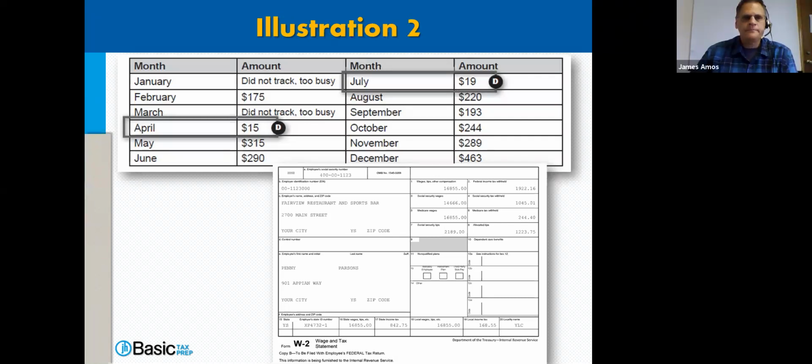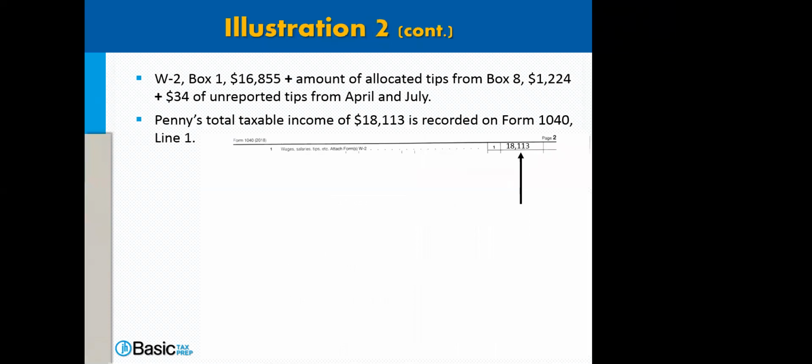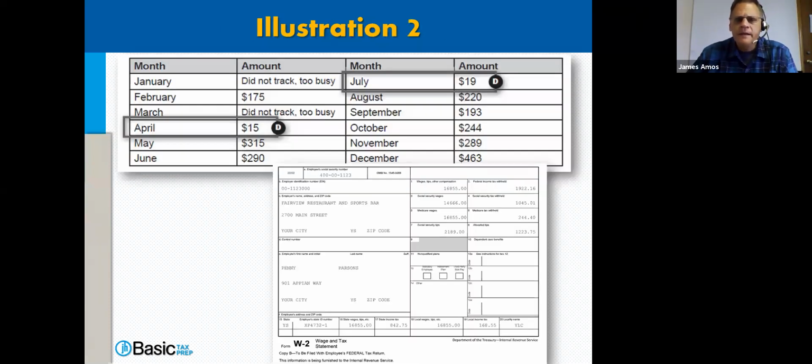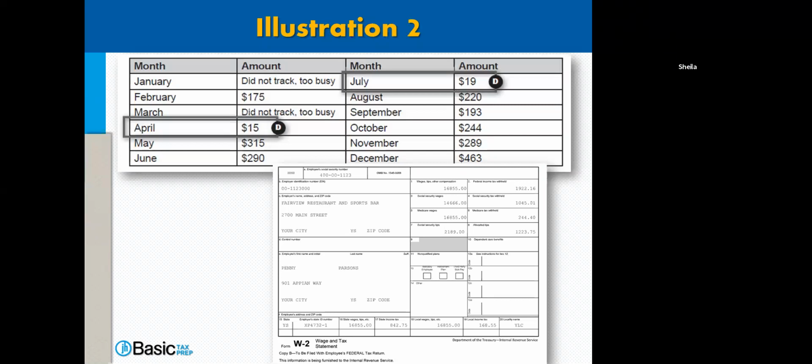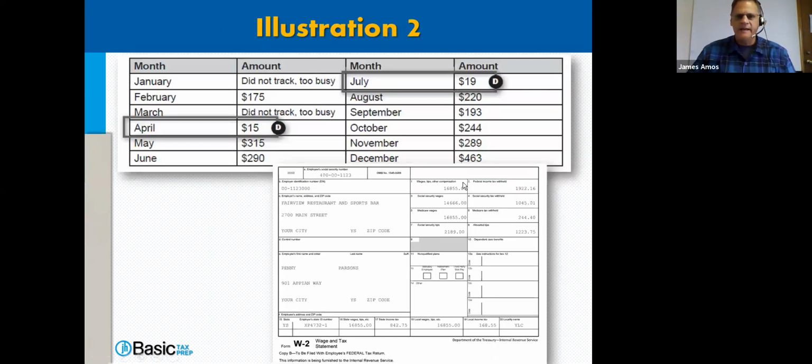Okay. So W-2 box 1 is $16,855. And I'm just going to jump back and forth. You can see W-2 box 1 is $16,855. Everyone can see that? Mm-hmm. Okay. So plus the amount of allocated tips in box 8, which is $1,224. So we know, like I said, you have to add that in.